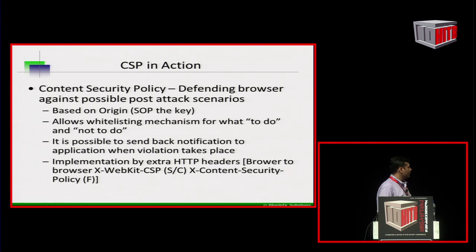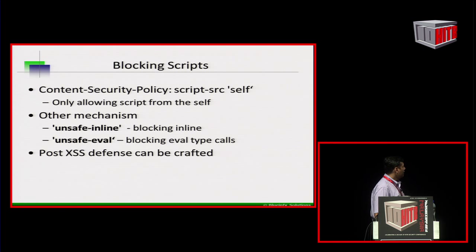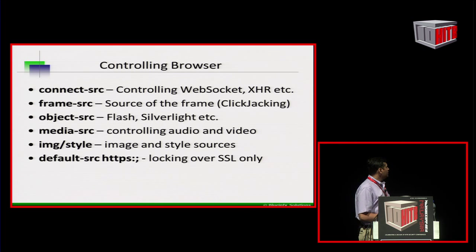This is for Safari and Chrome. And then you can define what to do and what not to do on the browser. So say, for example, you say script-src 'self', just run self scripts only, and so on. So these are the key directives which you have in a CSP, like connect-src, which essentially lets you dictate which resources WebSocket and XHR can connect to, object-src, media-src, img-src, default-src, and so on.